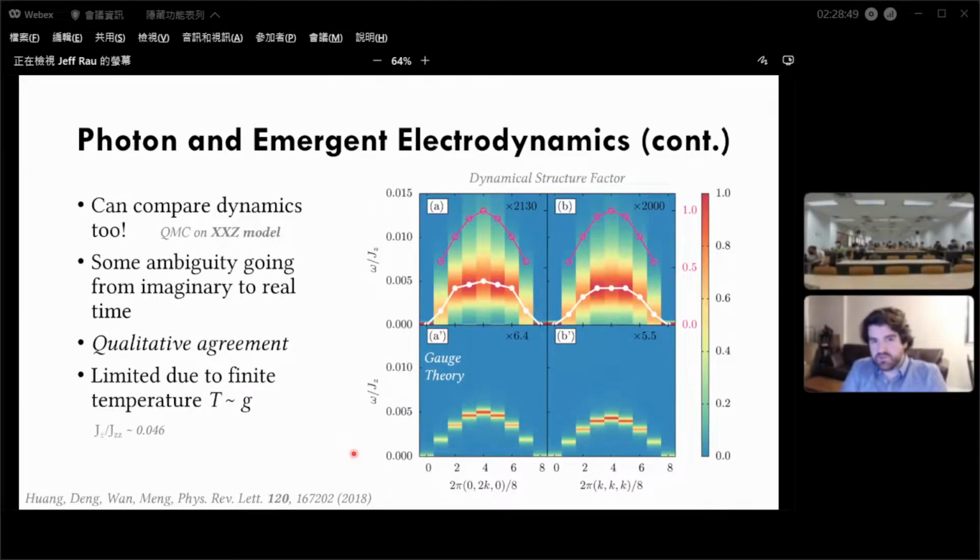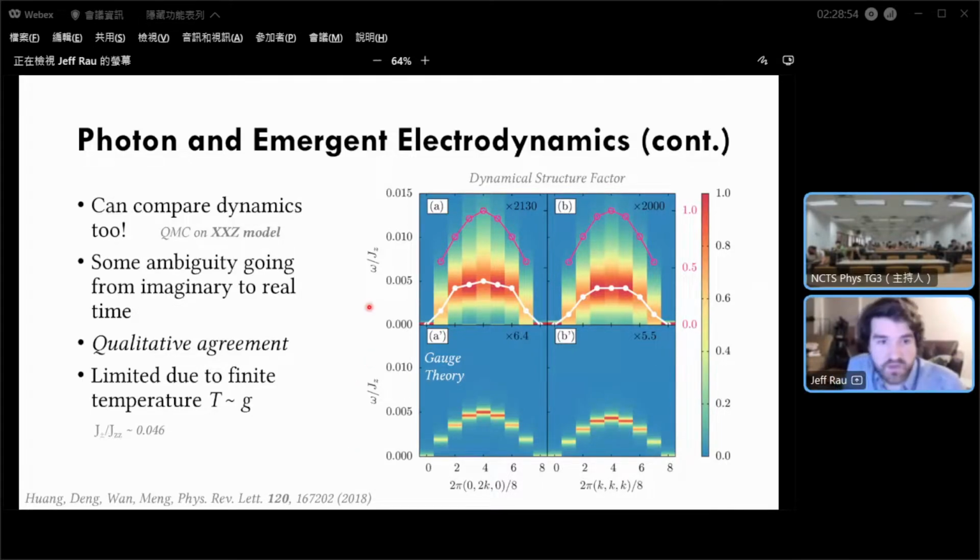So statics aren't everything. You can even check dynamics. Is this photon really there, right? So this has also been done. This was relatively recently, just a few years ago.